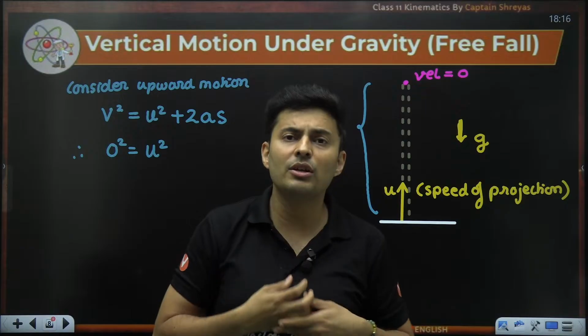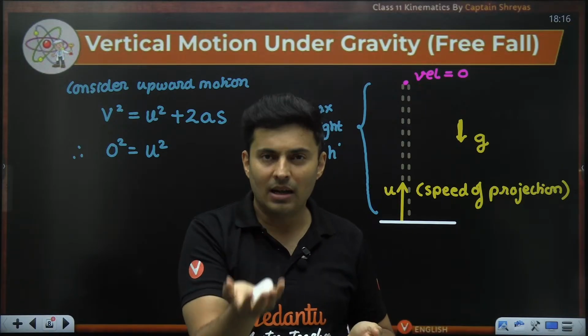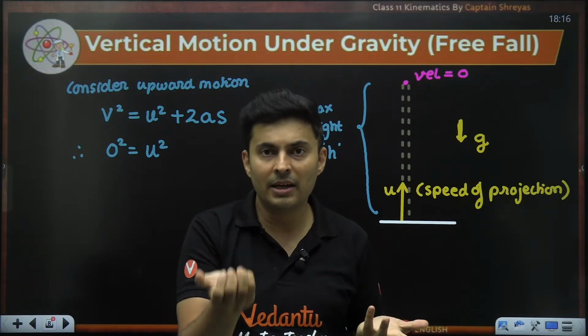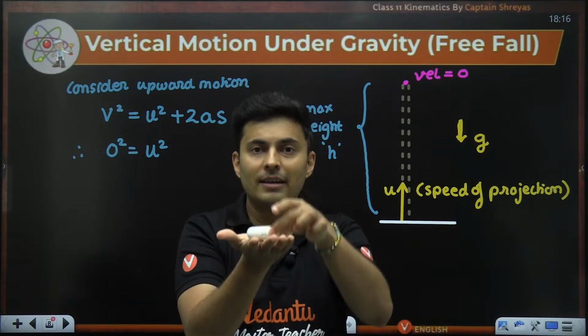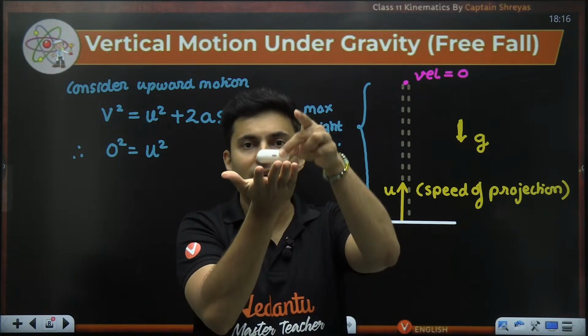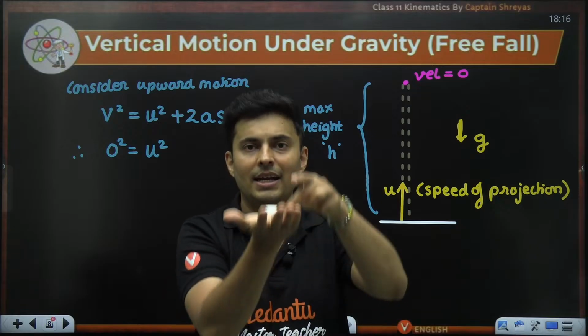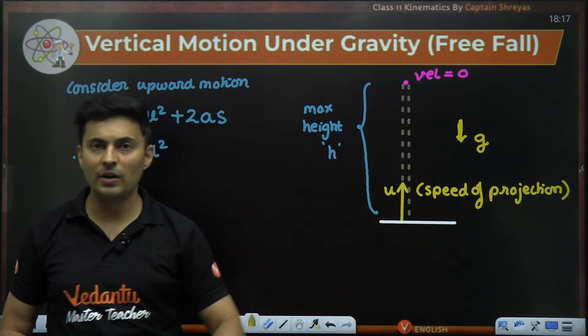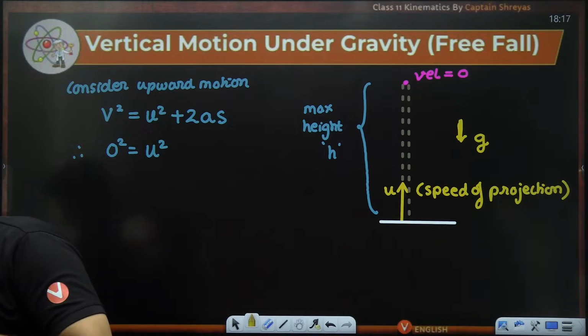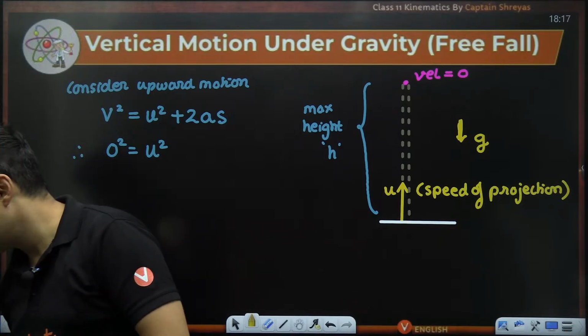How come it is having u? See, obviously, when I'm holding it, the speed will not be there. But when I throw it, when I'm about to release it and it detaches from my hand, that time, whatever speed is there, that is u, which is the speed of projection. Okay? All right. Very good.